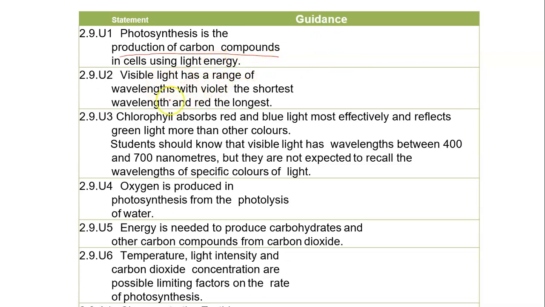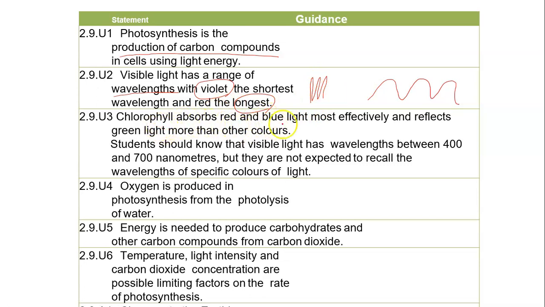Visible light has a range of wavelengths, with violet the shortest and red the longest. So if you have the wavelength, like if it is violet, then the longer one would be like this. For red, and for violet it would be like this. So this shows how the wavelength looks in the graph.